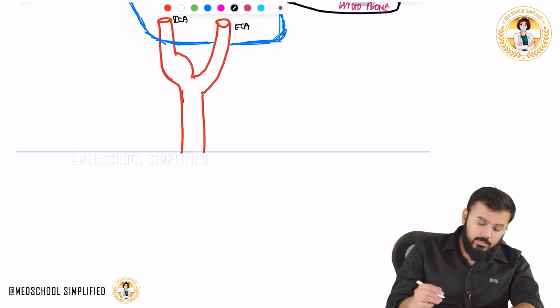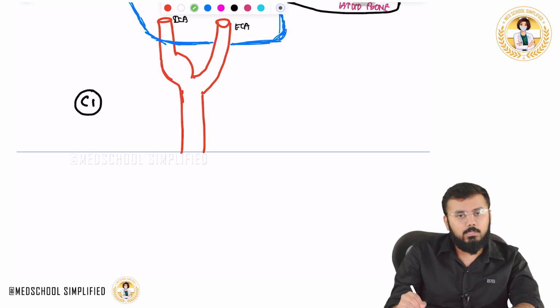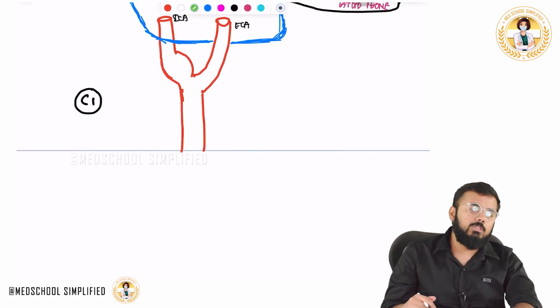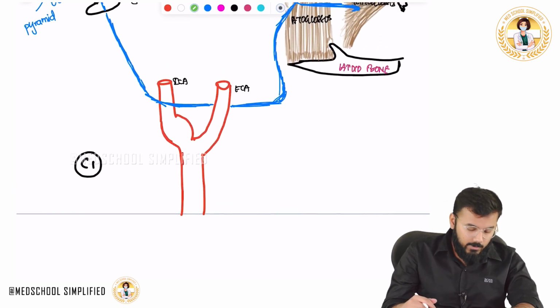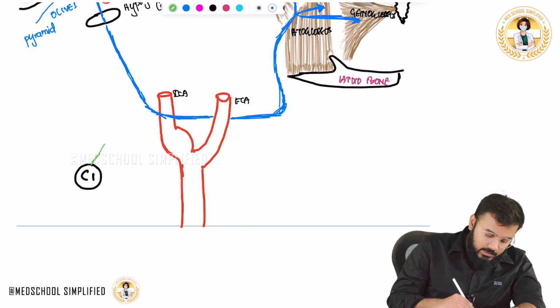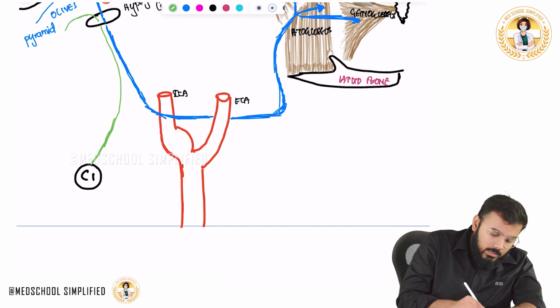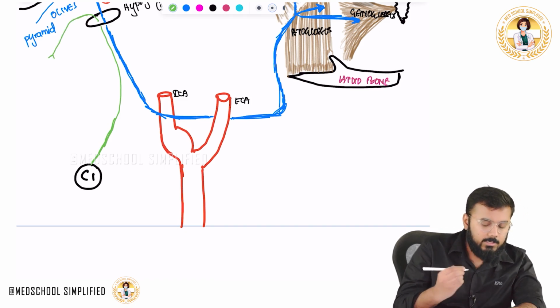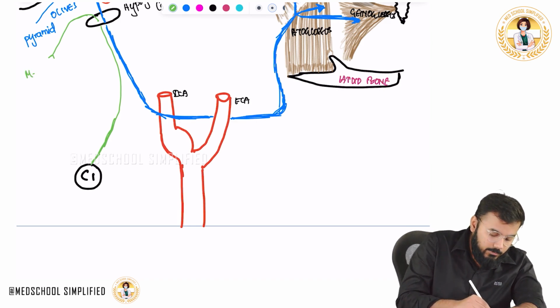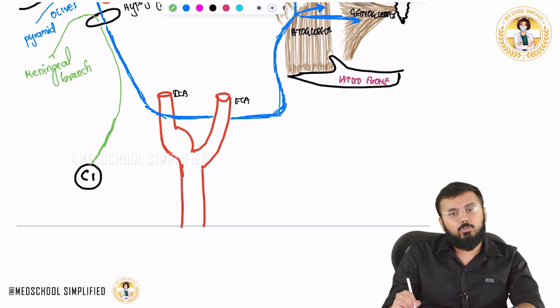Next, from your C1 segment of your spinal cord, you see some nerves that are coming out. For example, the first important thing is that from your C1 segment of your spinal nerves, you see a nerve that is coming up and entering into this hypoglossal canal and coming out. This nerve is giving out a branch, and this branch is called the meningeal branch over here.